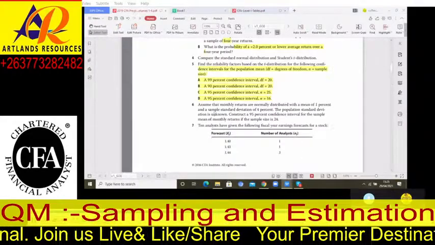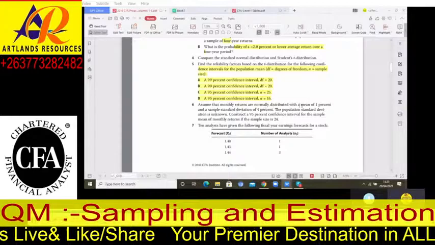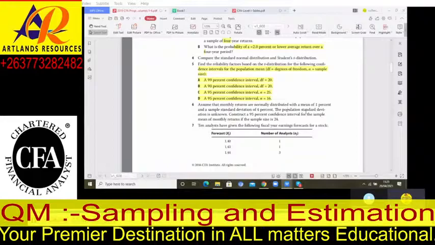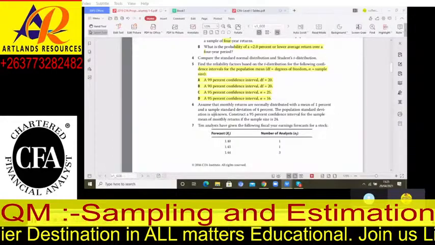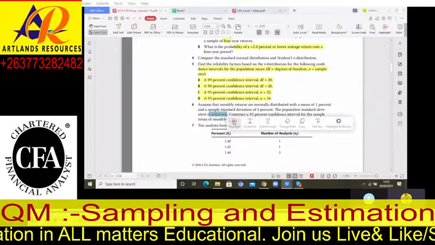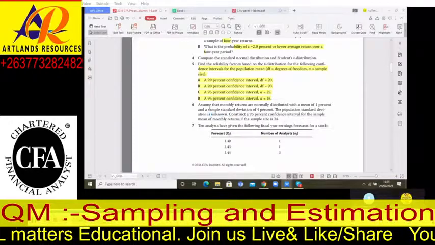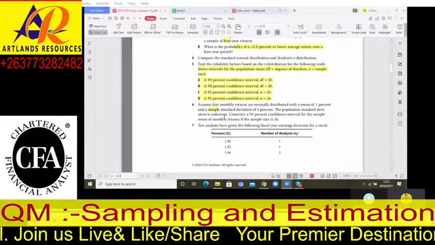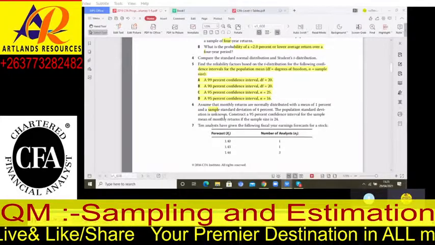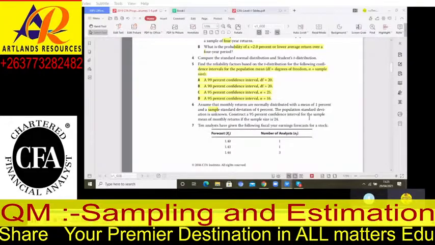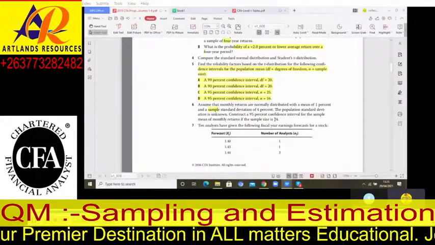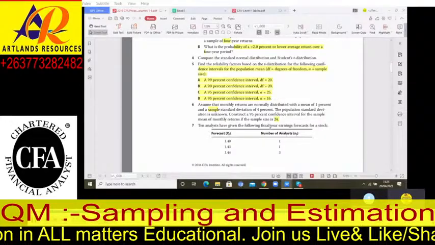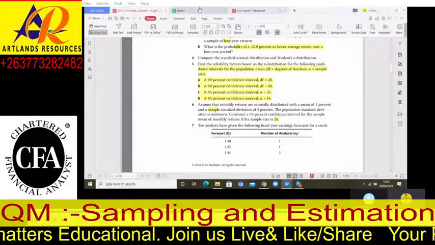Assume that monthly returns are normally distributed with a mean of 1% and a standard deviation of 4%. The population standard deviation is unknown, because they are saying this is a sample standard deviation, meaning if the sample standard deviation is given, the population standard deviation is not known. Construct a 95% confidence interval if the sample size is 24.